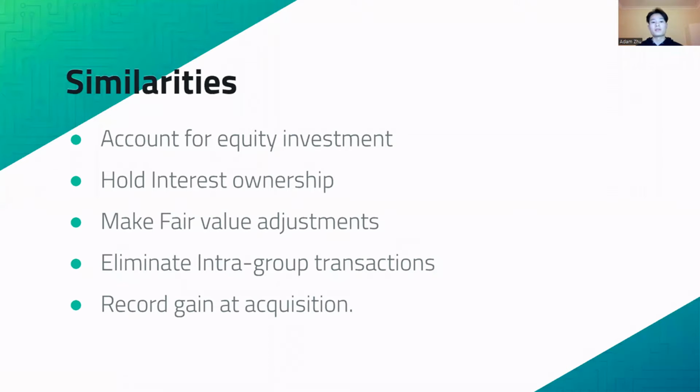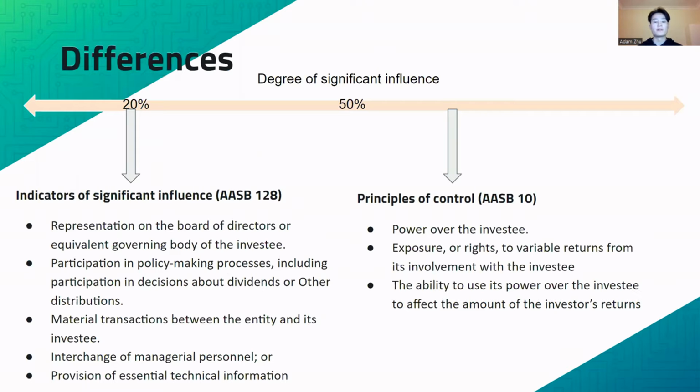Let's first look at the similarities. Both accounting methods require the parent entity to hold ownership interests in other entities to account for an entity's equity investment. The influence could be in the form of significant influence or control, depending on the degree of the influence. In addition, an acquisition analysis has to be done at the acquisition date. Furthermore, fair value and intra-group transaction adjustments have to be made under both methods. In addition, both accounting methods record gain at acquisition as well. Let me talk you through their differences.